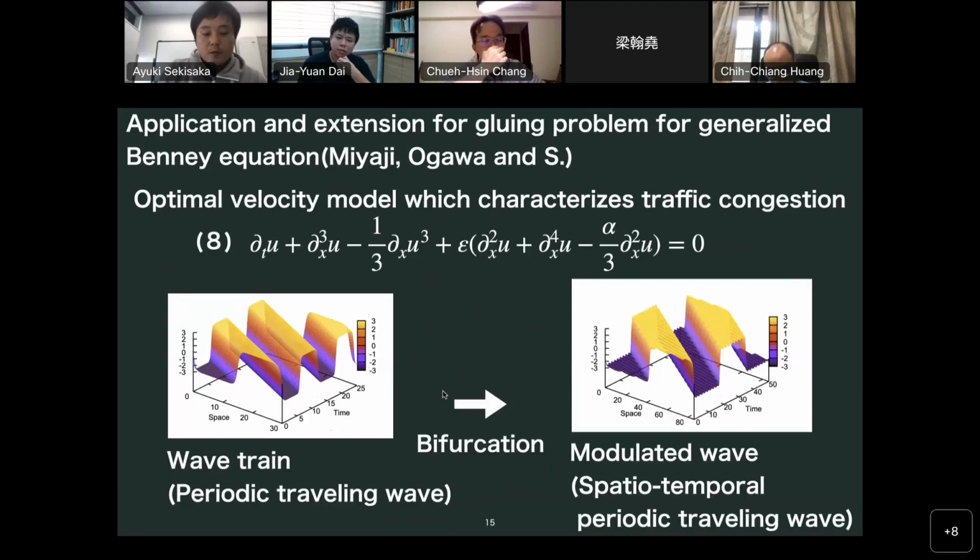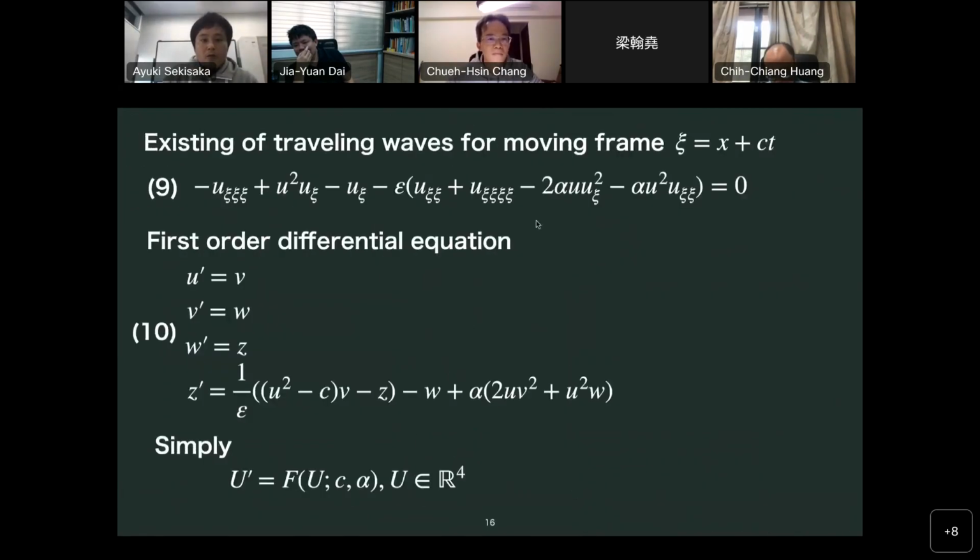Okay, so we consider spectral stability, spectral stability of periodic waves. We consider the stability problem of such waves. With the existence of traveling waves in the moving frame, xi equals x plus ct, it is equivalent to equation 9. So like this, it is the existence problem of traveling waves. We can rewrite it as a first order ordinary differential equation like this.